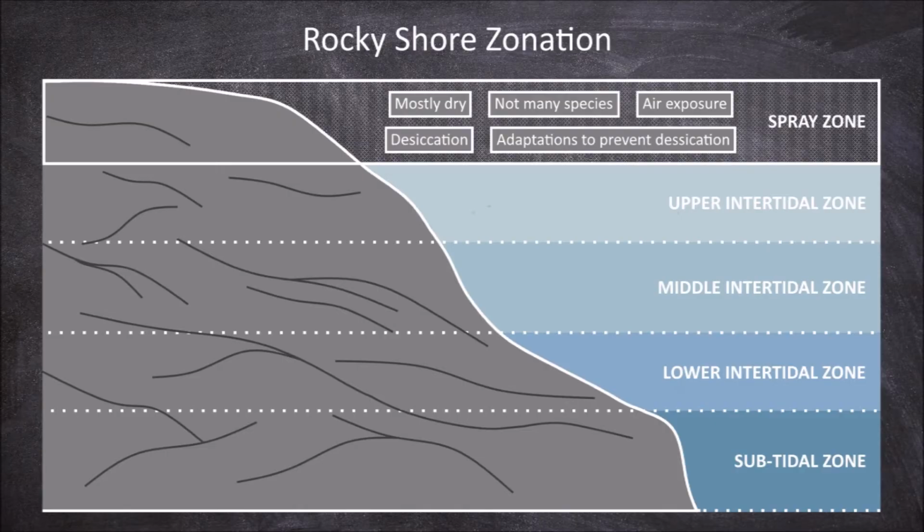Because of these physical stresses, organisms that are found in this zone often have a protective covering to prevent desiccation. Organisms that inhabit this area include barnacles, limpets, and periwinkles, which all have hard protective shells and casings to conserve moisture.